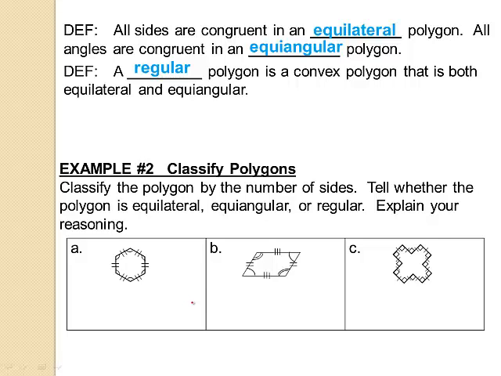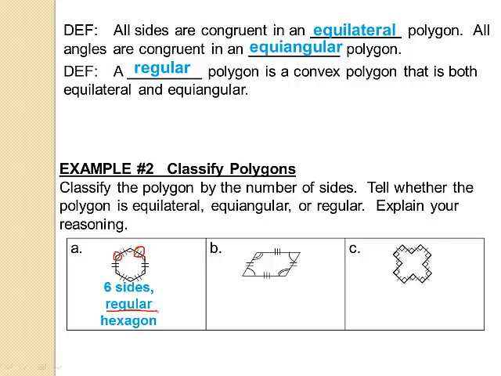In example 2, classifying the polygons, example A, look at the notation. We see that all of the sides have a double dash mark in the labeling, so that automatically means it's equilateral. Looking at the angles, they have the same arc marks, so that means it's equiangular. And if it's equilateral and equiangular, we call it regular. Since this has 6 sides, we call it a hexagon.